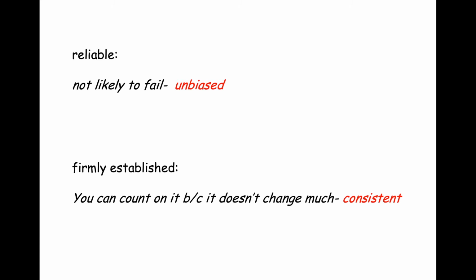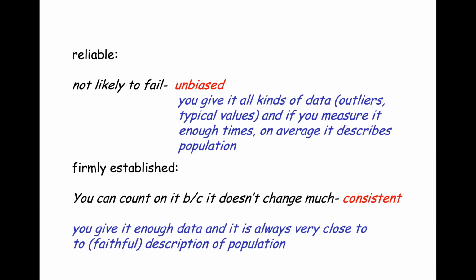So when we talk about reliability, not likely to fail, that's kind of like our proof for unbiasedness, that litmus test that we had for estimators or statistics over a sample, over data. And firmly established, it does not budge, doesn't change much. That's like consistency. The probability that your estimator diverges from your unknown population parameter gets smaller and smaller as you increase the size of that sample. It's not going to move very much.